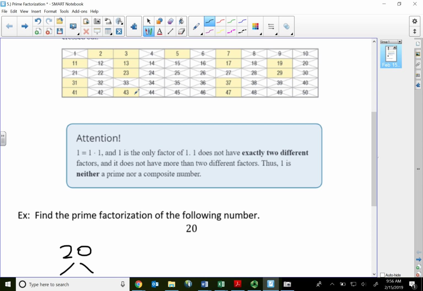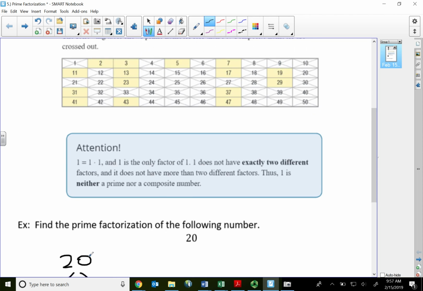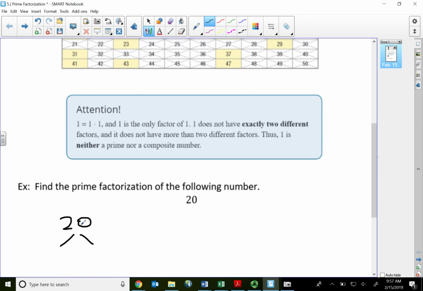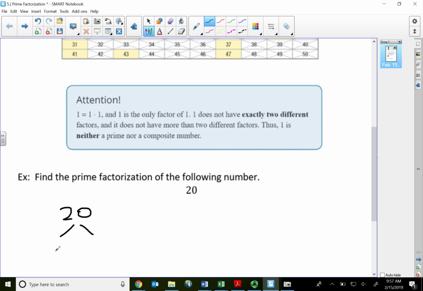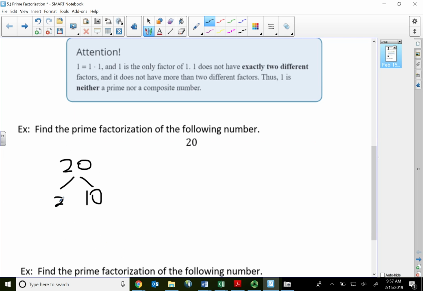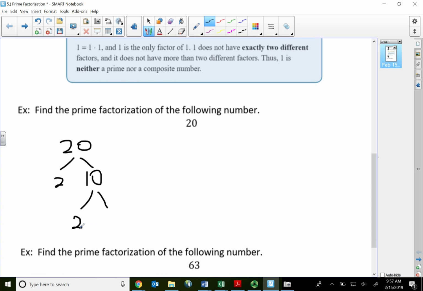So if you know your multiplication table very well, you know 2 can go into 20, 4 can go into 20, 5 can go into 20, 10 can go into 20. But since I only want prime numbers, I'm just going to start out with the prime number 2 first. I know 2 can go into 20 10 times. All right. So 10 is not a prime number, so I'm going to break apart the 10. For 10, I can use another 2, which goes into 10 5 times.